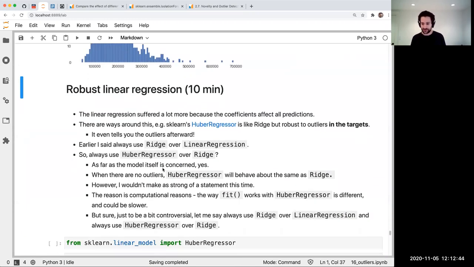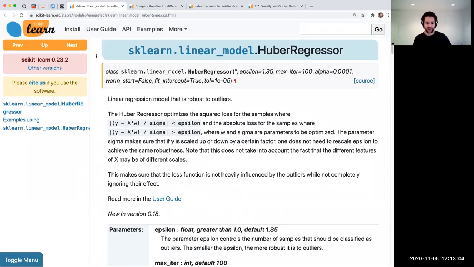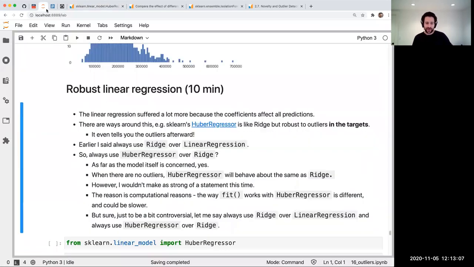Okay, the last thing I want to talk about is robust linear regression. So yeah, linear regression seems to be easily derailed by even a single training example with a completely messed up target value. And there are ways around this. For example, in scikit-learn, there's something called Huber regressor, which you can think about, if you would like, as basically ridge, but not getting messed up by outliers. And in fact, when you're done calling fit, it even tells you, hey, I think these ones were the outliers, and I didn't let them influence me too much. So that's actually pretty awesome.